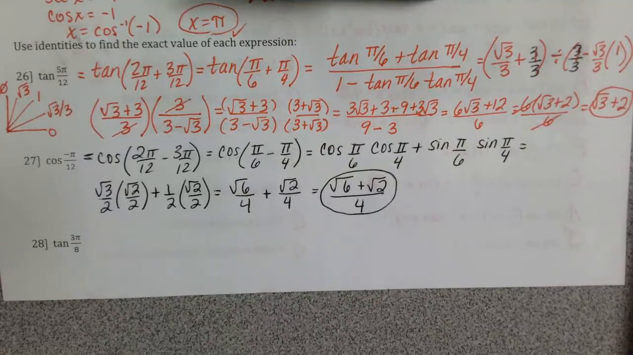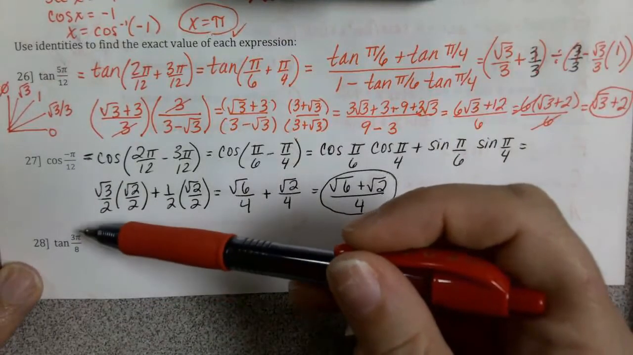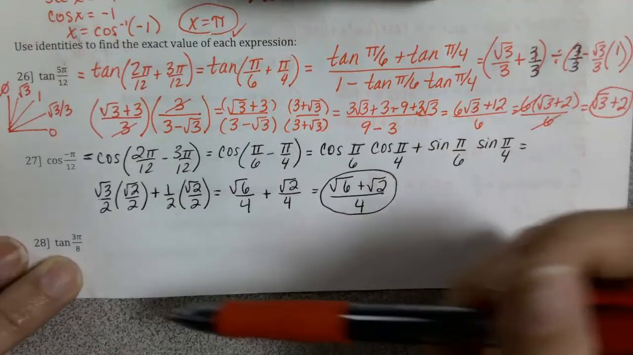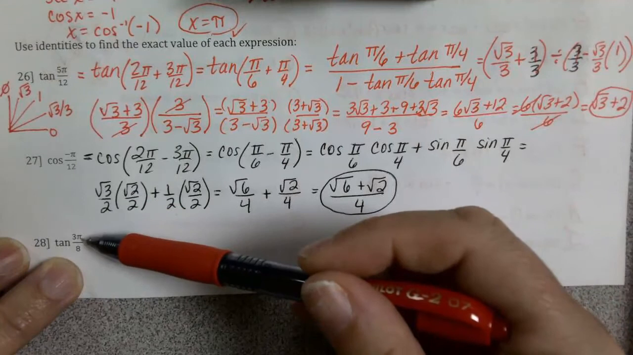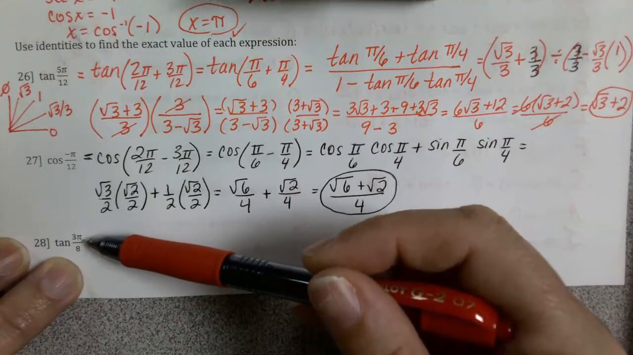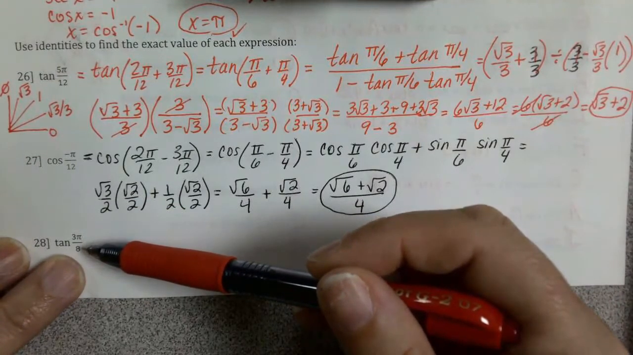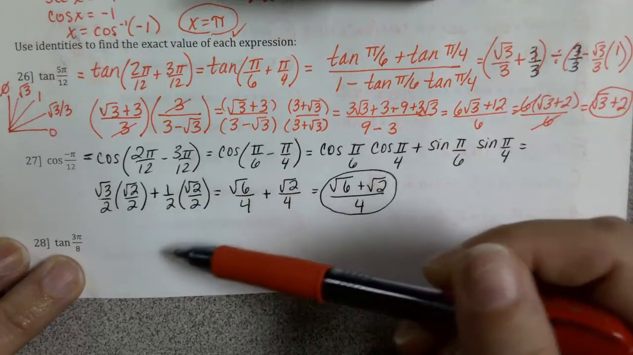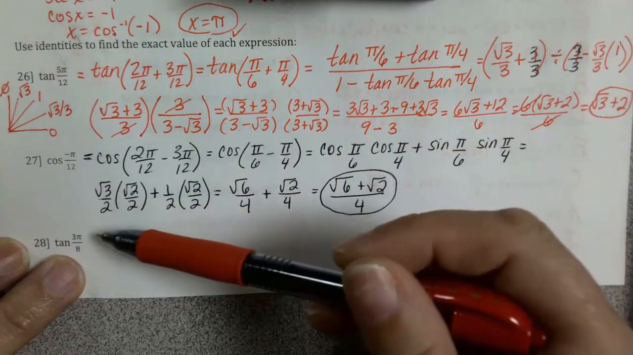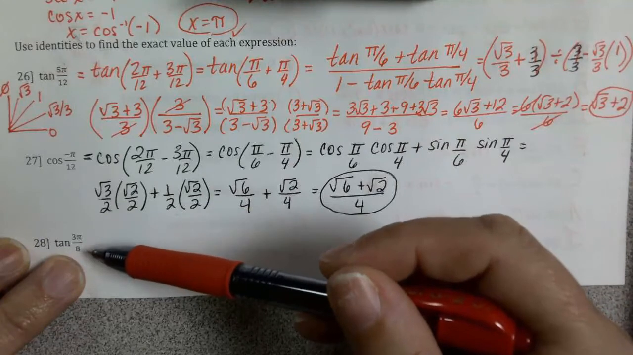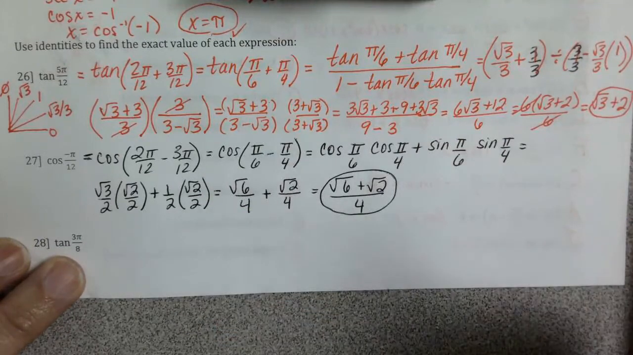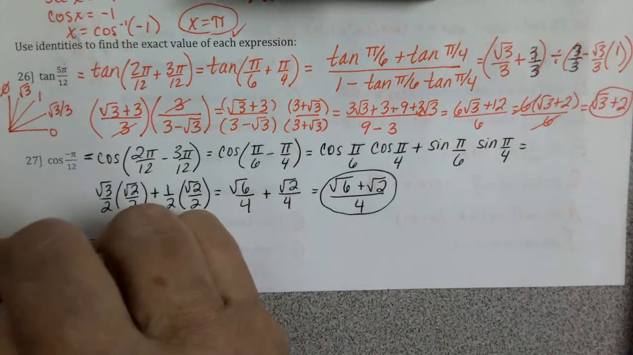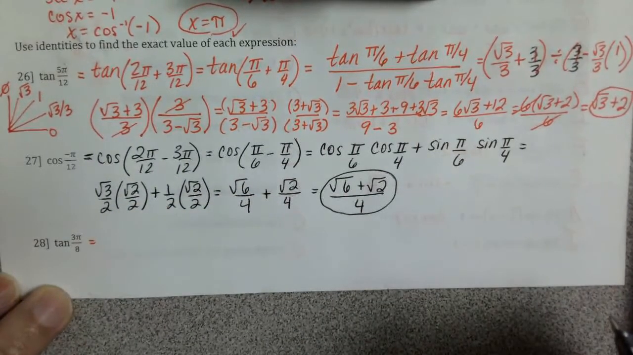Okay, in number 28, we want to find the tangent of 3 pi over 8, and there are no sum and difference identities we can use for 3 pi over 8, because all of our unit circle angles that would have integers for their numerators would be even integers in the numerators to have a denominator of 8. So instead, we're going to try a double or a half angle.